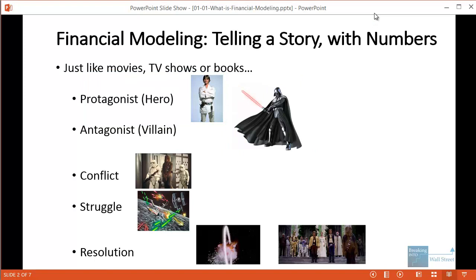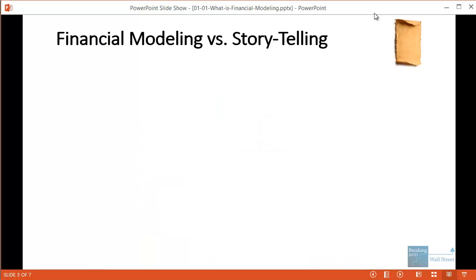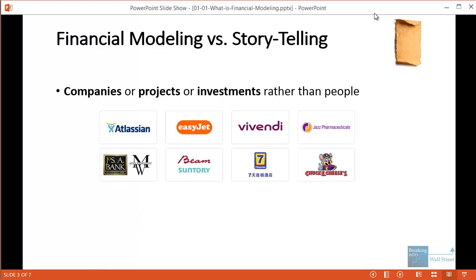So it's a little bit different, but that's the framework that I would urge you to use when you think about this. Now, of course, as I've been alluding to, with financial modeling as opposed to storytelling, you are dealing with companies or projects or investments rather than people. So maybe you've been following a company in the stock market that you're thinking about investing in, and you don't know whether or not it's a good investment. You don't know whether or not the company's stock price will increase, but you can use financial modeling to go through the company's story and to quantify everything about it and to make that type of decision.